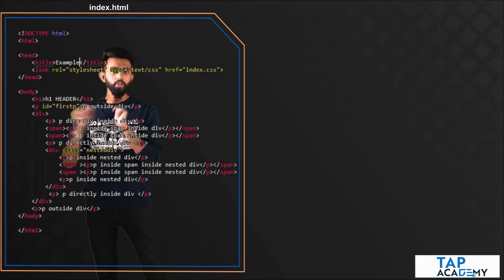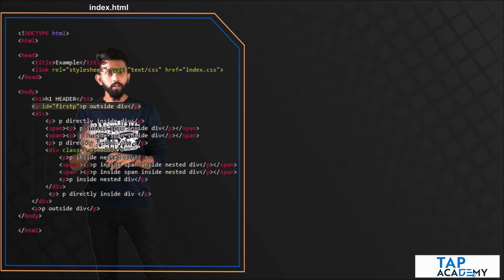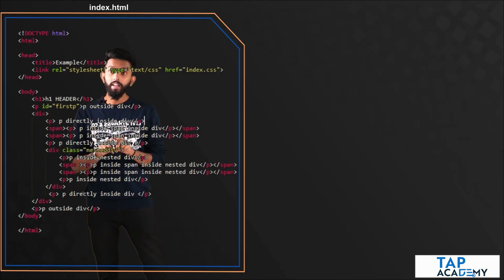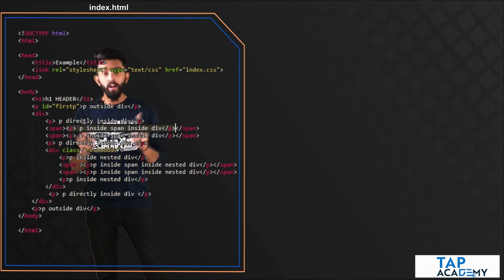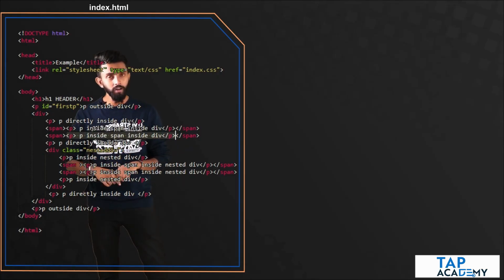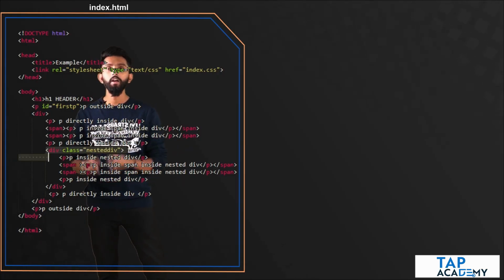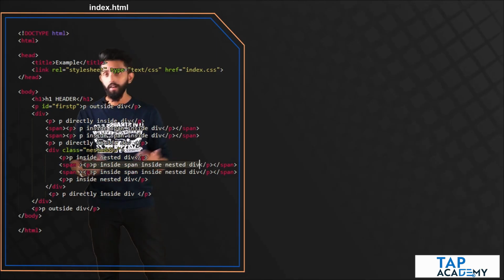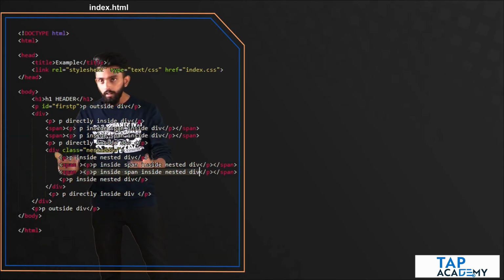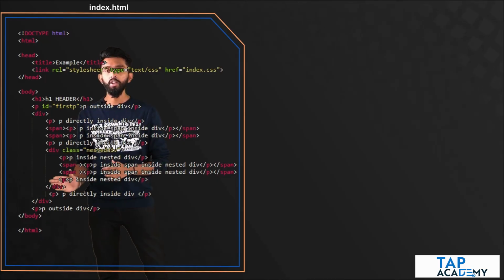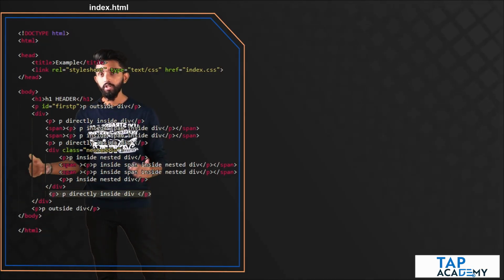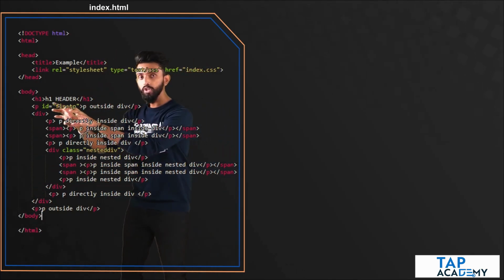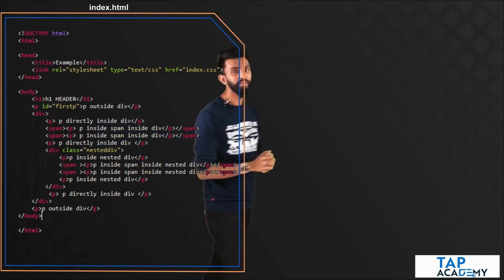Next is the body. Inside the body there is an h1 tag, then a p tag, then a division. Inside the division there is another p tag, then a p tag inside a span tag, then another p tag below that inside another span tag, then another division. Inside that there is a p tag, and further another p tag inside a span tag, and another p tag inside a span tag, then a p tag, after which the division ends, followed by a p tag outside the inner division, followed by a p tag outside the outer division. So there is a division inside a division. Any confusion till this point of time?